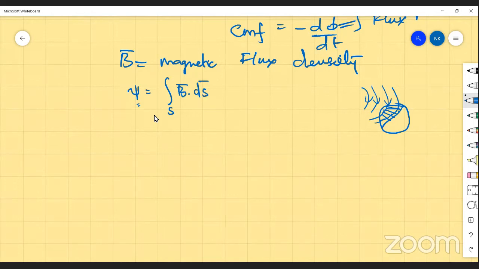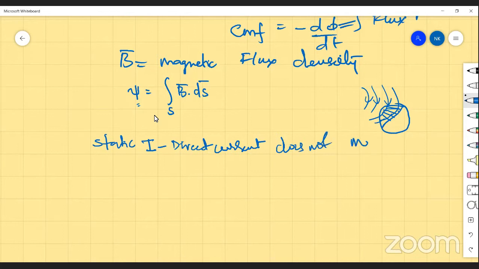Now, what is the thing here? Earlier, when we talked about static fields, they are not time varying, because they involve static current. Let us say I is not a function of time, direct current. Does it not produce any magnetic field?